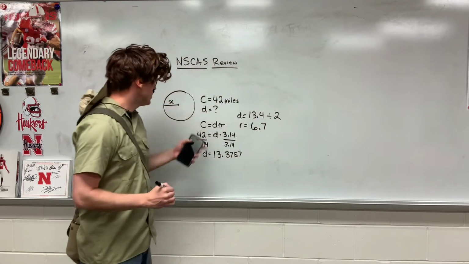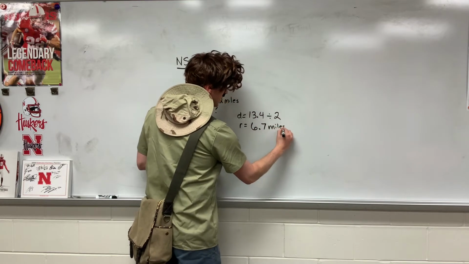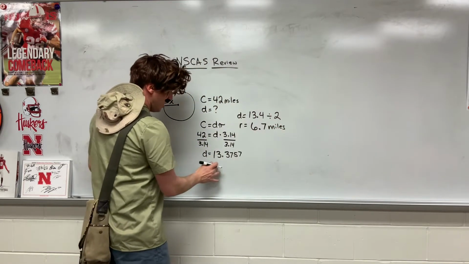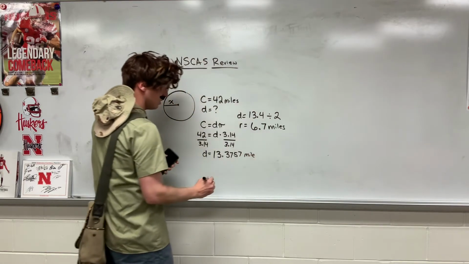Alright. So if we have miles here, it'd be either 6.7 miles for radius, or the diameter would be 13.4 miles. Correct.